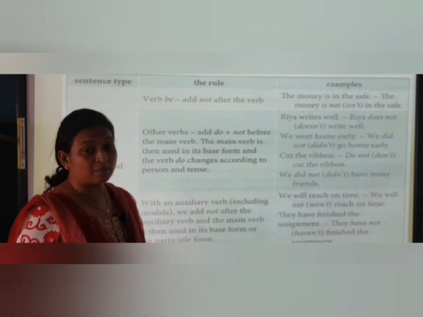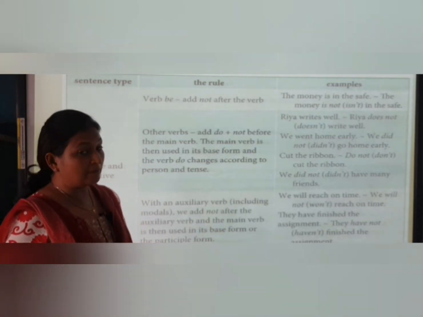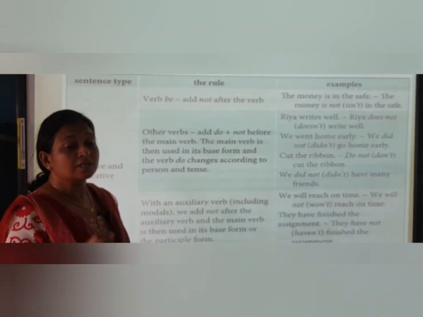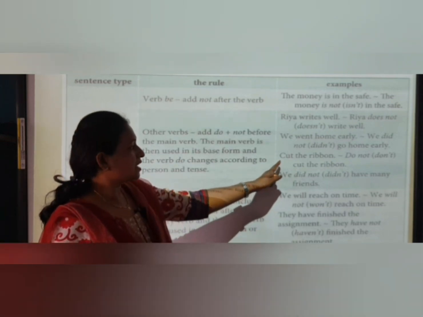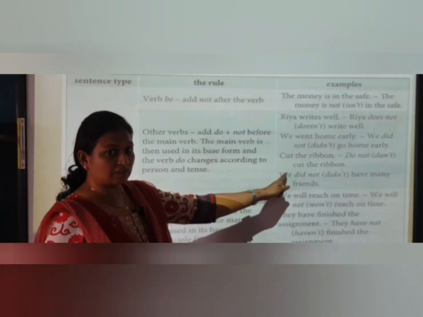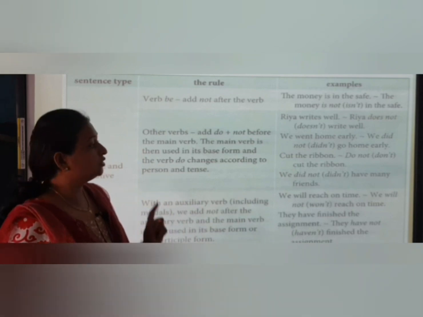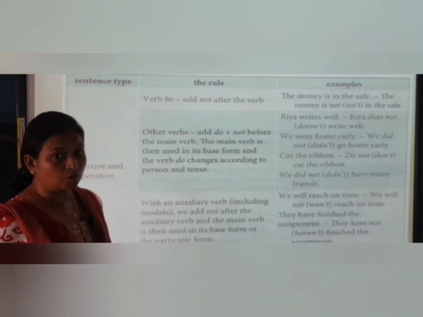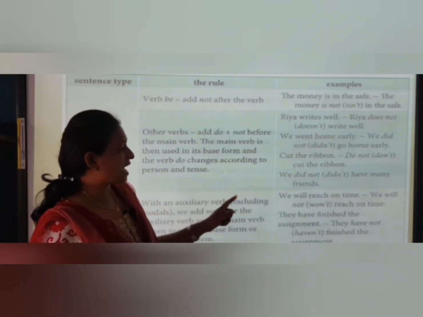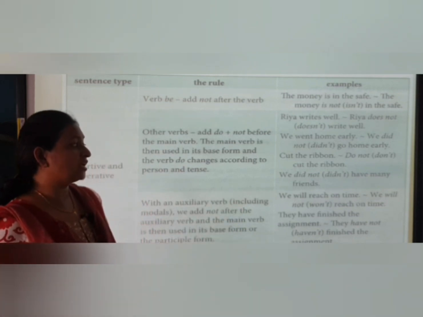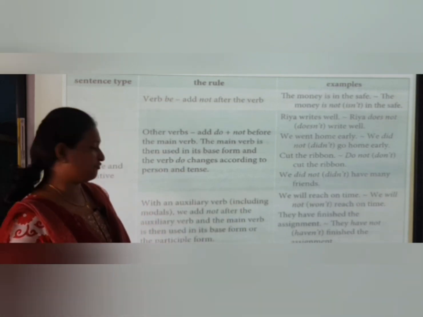Cut the ribbon, it's a command, an imperative sentence. So whenever you have such sentences where the sentence is starting with a verb, you will be using do. Do not cut the ribbon, or don't cut the ribbon. We did not have many friends, or we didn't have many friends.